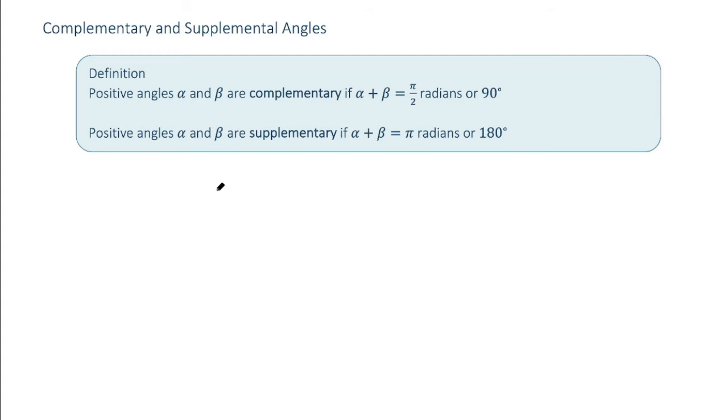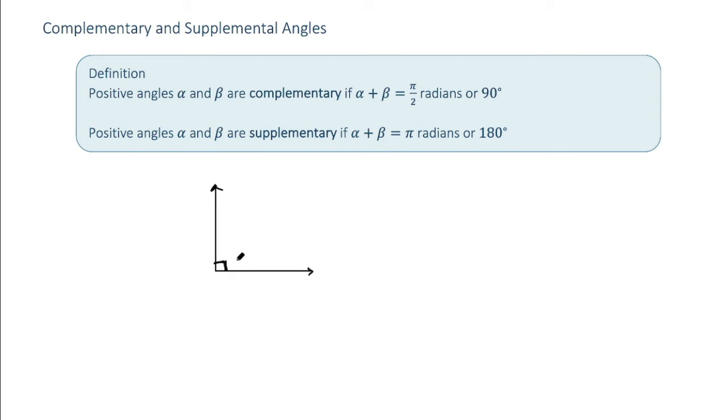Pi over 2 radians is equivalent to 90 degrees, and that's simply what we call a right angle, which we'll often denote with this little square instead of the curved arc. So if you have two positive angles, and that's important, and you add them together and you get this right angle, that is what we call complementary angles.